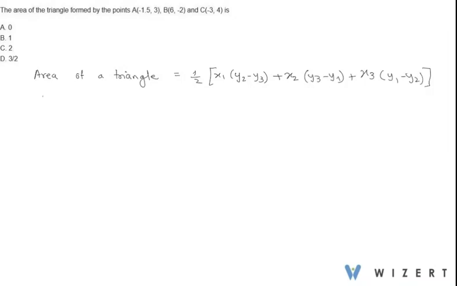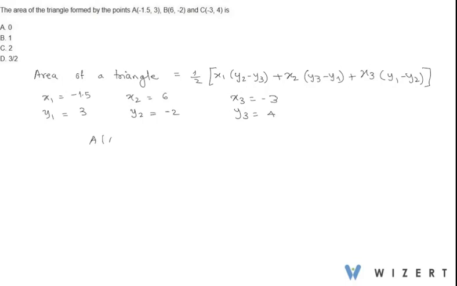Here we have x1 equal to -1.5, y1 equal to 3, x2 equal to 6, y2 equal to -2 and x3 equal to -3, y3 equal to 4. Now let's simply put these values in the above formula.